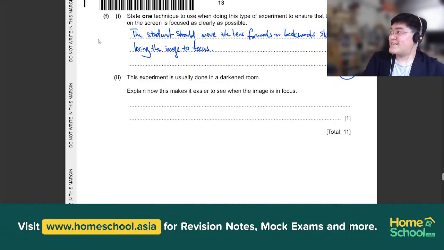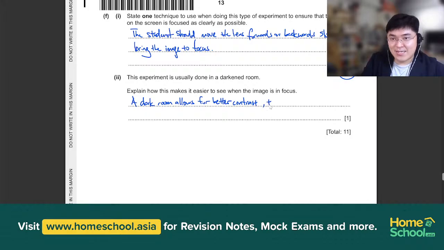So most importantly, a dark room allows for better contrast, right? And thus, it makes the image easier to focus. Ooh, there. That should not be there. To focus. There we go.